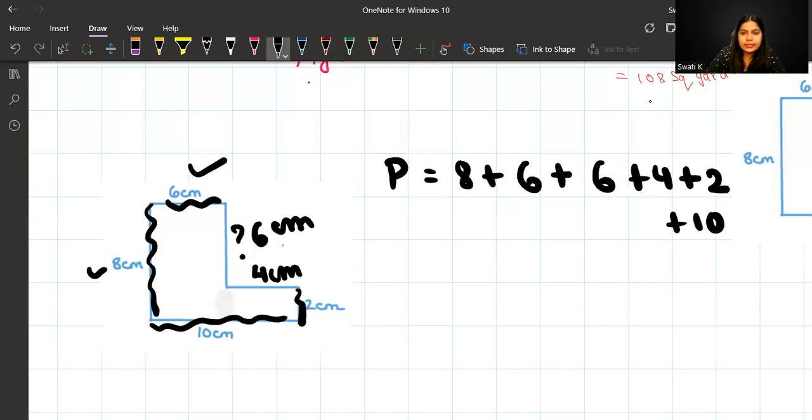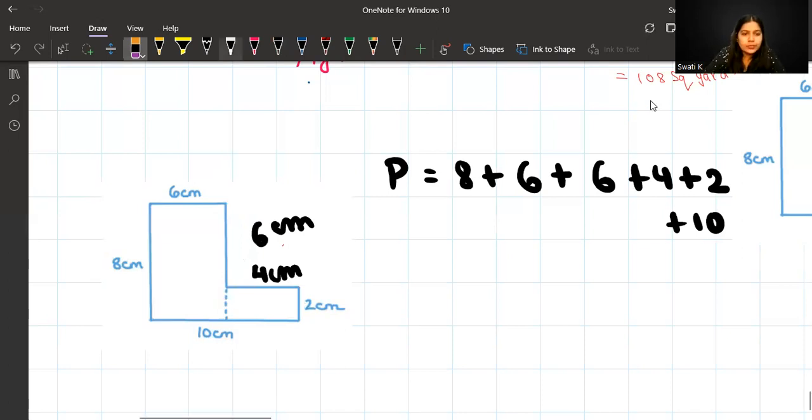Right? So let me erase this so that you can look at this properly. Okay. So here one thing is already done, which I want to erase and I want to show you again. So this is 8 plus 6, that is 14, 14 plus 6, that is 20, 20 plus 4, 24, 26, and 36. So it's 36 centimeter. This is the perimeter. Now let's find out area.